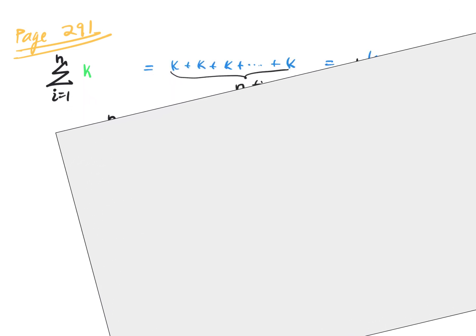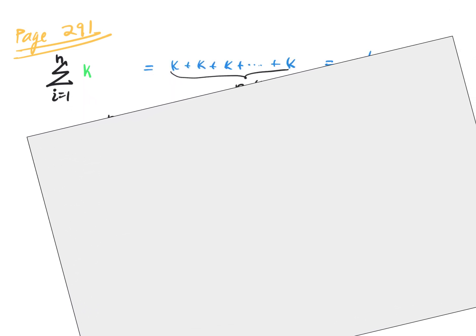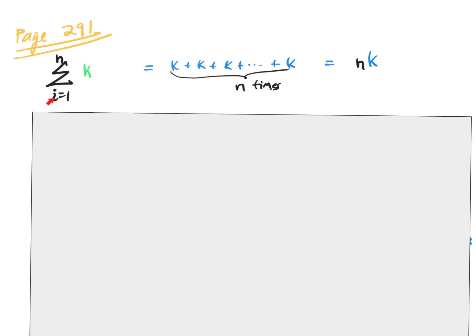On page 291, there's a bunch of formulas. Now this isn't the formula right here, but let's make sure you know that this means as i goes from 1 to n, we're going to add whatever's over here, which is just k. So when i is 1, we have k. When i is 2, we add k again. And we add k n times, which means this is equal to nk.